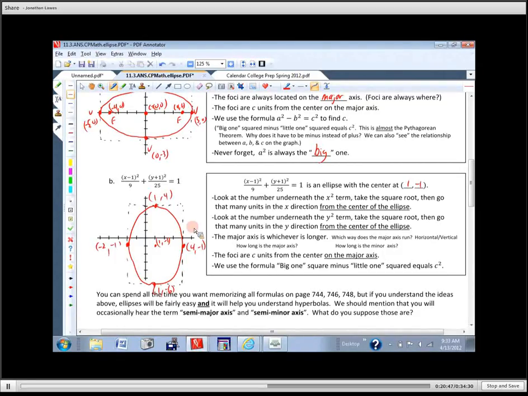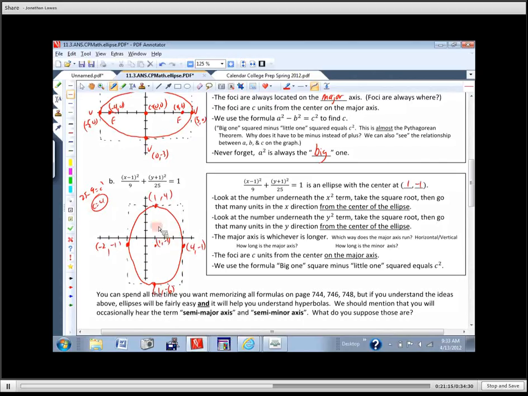What else do we need? What else do we need if we're going to get this labeled correctly? Foci. Okay, so now do I do 9 minus 25? 25. Big one. A is always the big one. It's a squared minus b squared equals c squared. So it's always the big one. So 25 minus 9. We're going to get the same thing. We're going to get c equals 4.